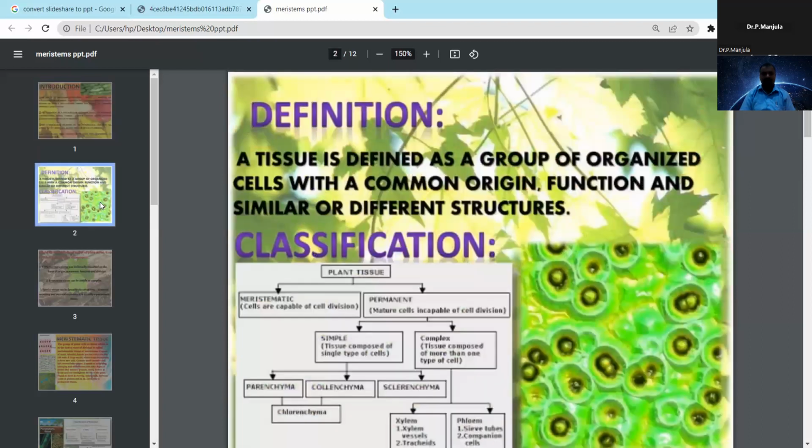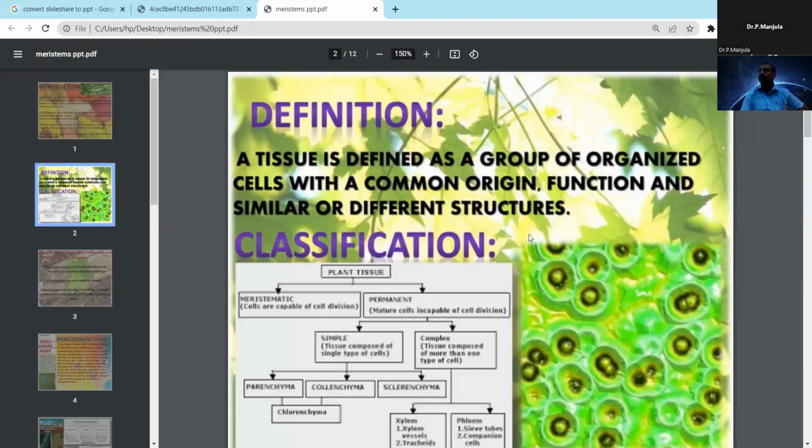Tissue is defined as a group of organized cells with a common origin, common function, and similar or different structures. The structure may be different.